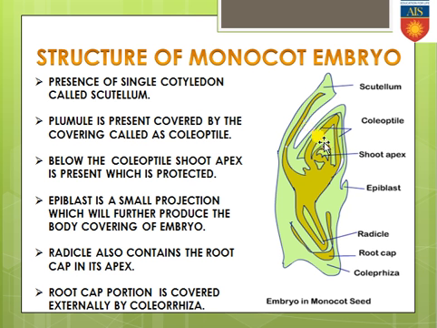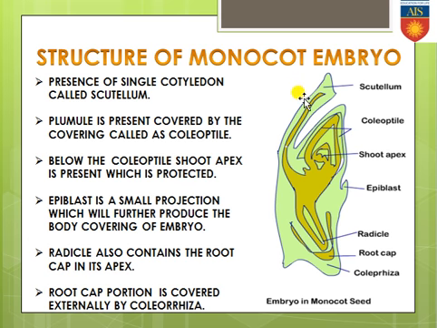Below the coleoptile there is a shoot apex. That means this is the shoot apex from where the further shoot will be produced. Here on the side you can see the epiblast. The epiblast is a small projection. The radicle is also present here, which will give birth to the root in future, and this radicle is first covered by the root cap, and this root cap is in turn covered by a covering known as the coleorhiza. It is written coleoptile, but it is written wrongly. Actually it is coleorhiza. So this is overall the structure of the monocot embryo.